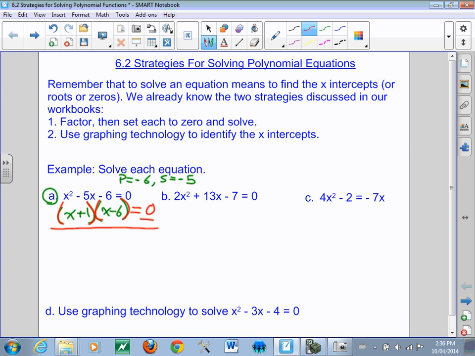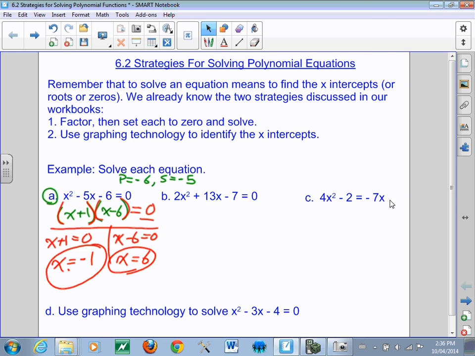So what you do is you let each factor equal 0. So x plus 1 equals 0, which means x equals -1. And you don't need to show me that mid-step. You can go right to the solution. Or the other one is x minus 6 equals 0, which means x equals 6 is your solution. So those are your two solutions for that.